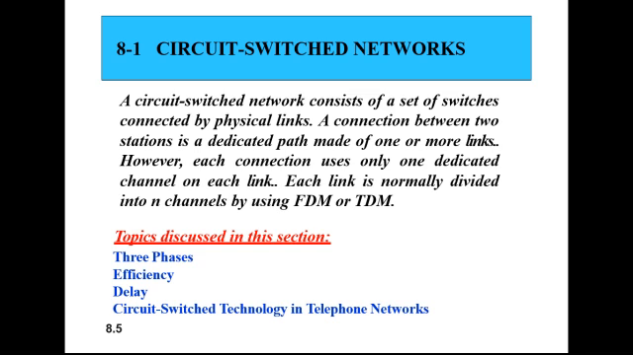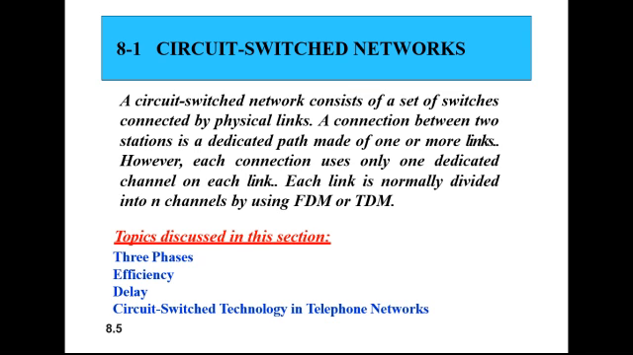However, each connection uses only one dedicated channel on each link. Each link is normally divided into n channels by using frequency division multiplexing or time division multiplexing. So, the idea is to provide high bandwidth connections, realized using frequency division multiplexing or time division multiplexing, to be utilized by individual low bandwidth systems.